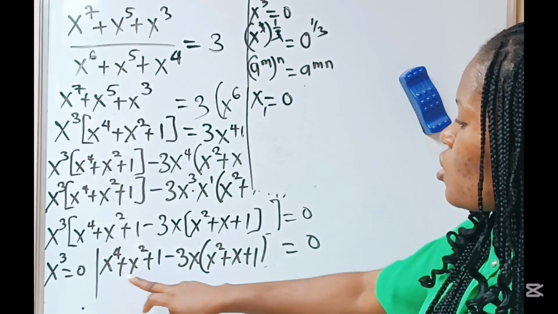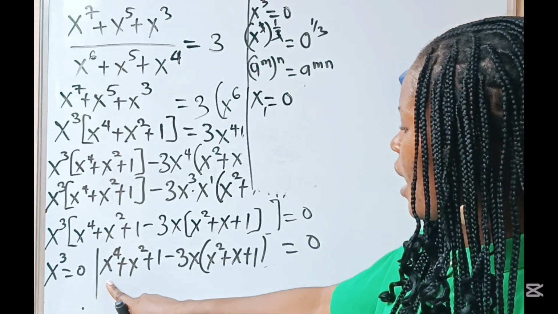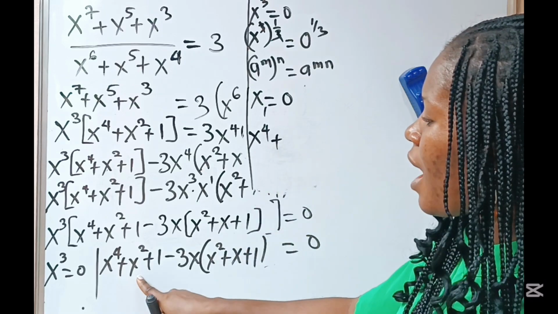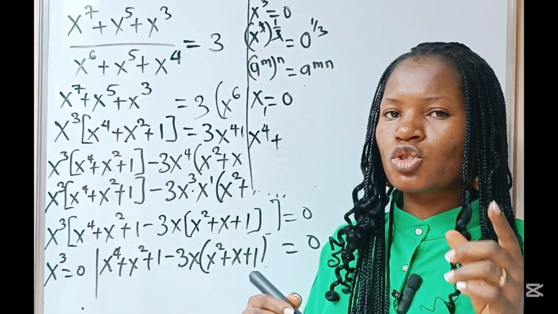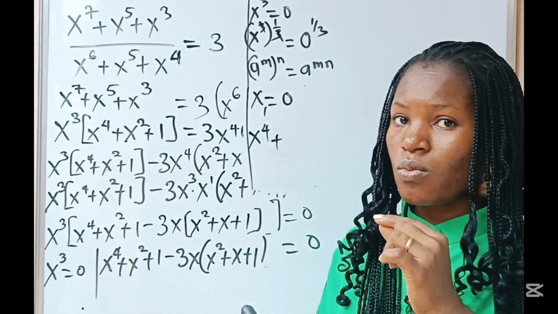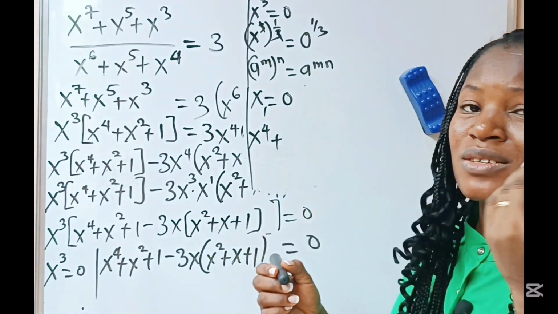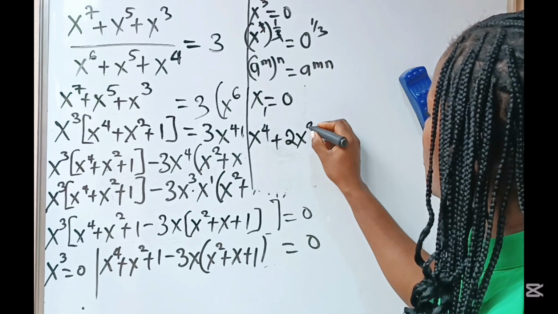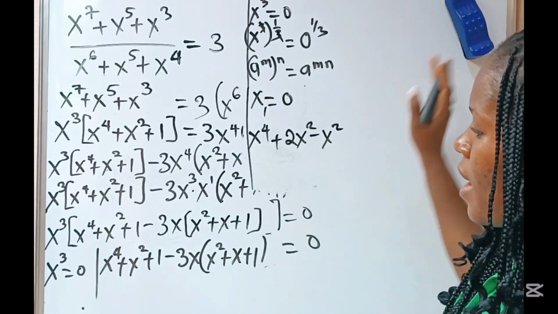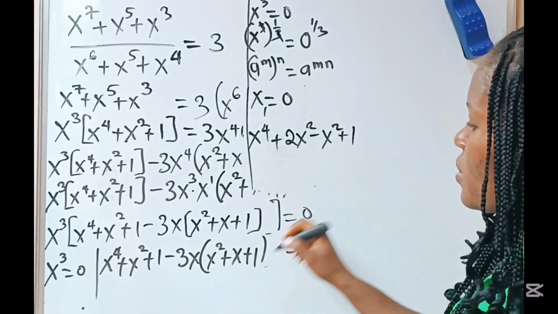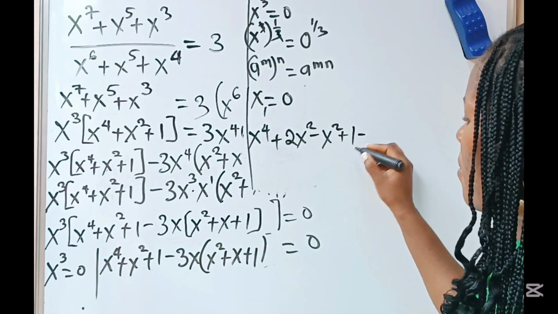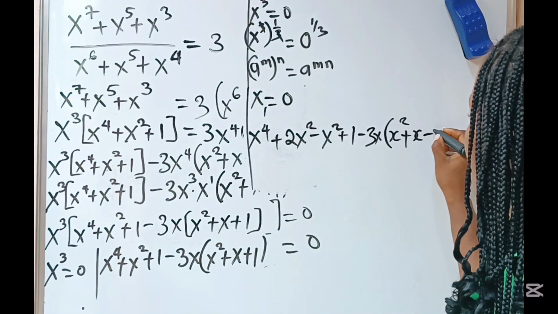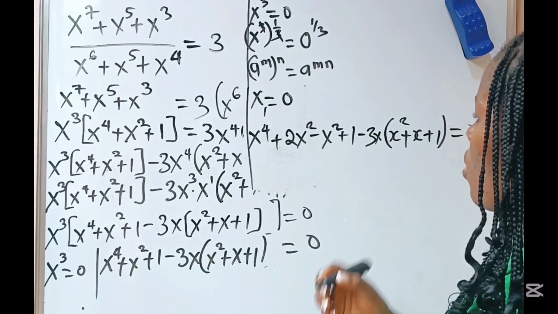So from here now we can say x to the power of 4 plus, now x squared can be written as 2x squared minus x squared. So let's replace x squared with 2x squared minus x squared, then plus 1. We have not changed anything. Now minus 3x bracket x squared plus x plus 1 is equal to 0.